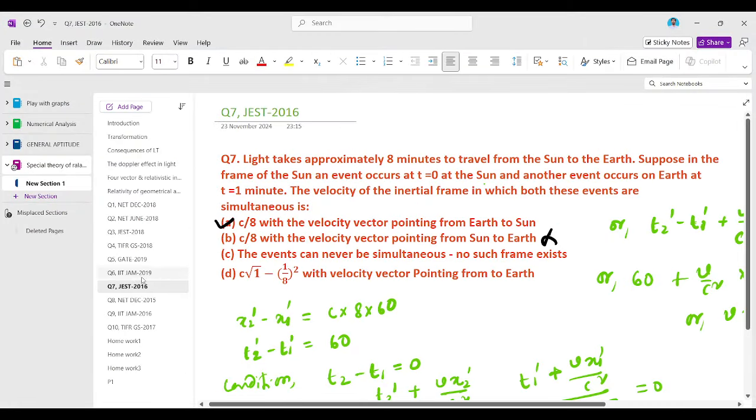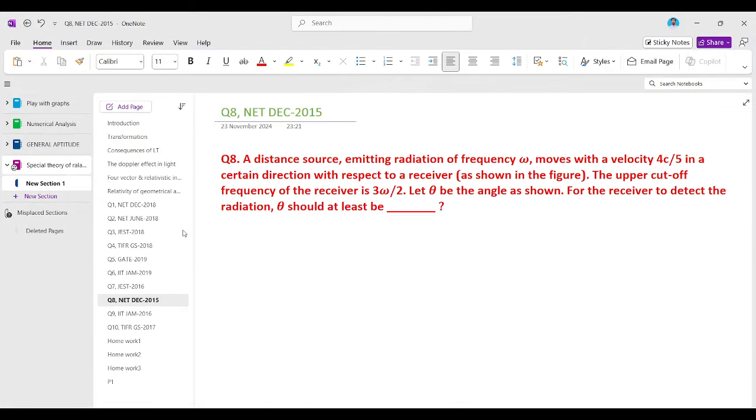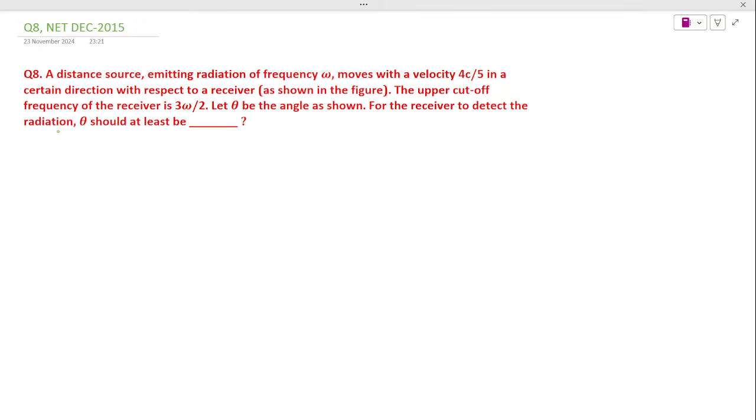So go ahead, our next question, question number 8. From NET December 2015, a distant source emitting radiation of frequency omega moves with a velocity 4c by 5 in a certain direction with respect to a receiver. The upper cutoff frequency of the receiver is 3 omega by 2. Let theta be the angle as shown in the figure. I should draw the figure here. For the receiver to detect the radiation, what is the value of theta?